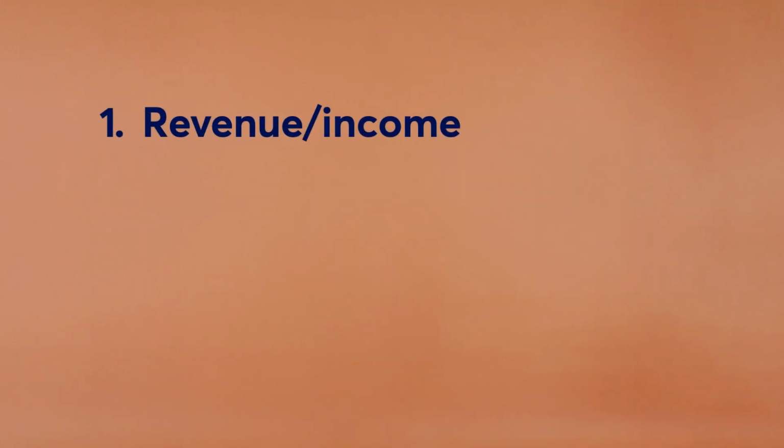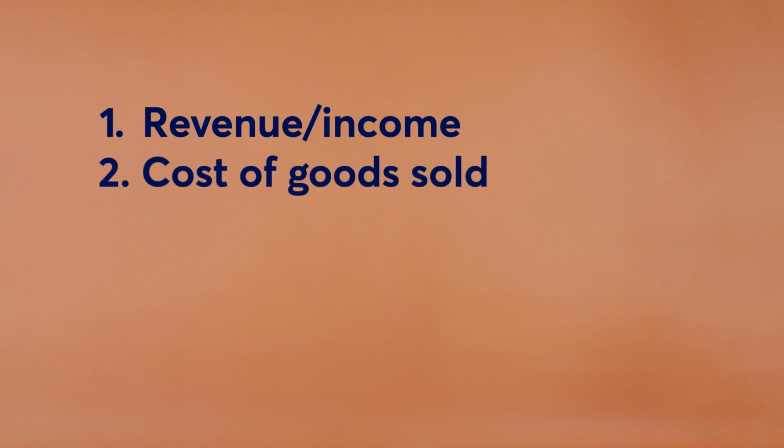Revenue or income, which is how much money your business earned from goods and services. Cost of goods sold, which is how much it costs your business to make the products or deliver the services you sold. This could be inventory purchases or manufacturing costs, for example. Gross profit, which is your revenue or income minus the cost of goods sold.